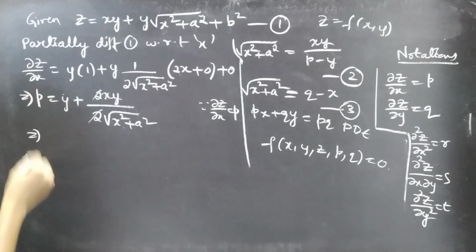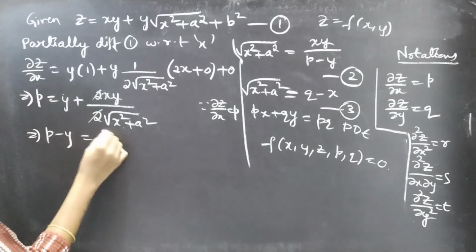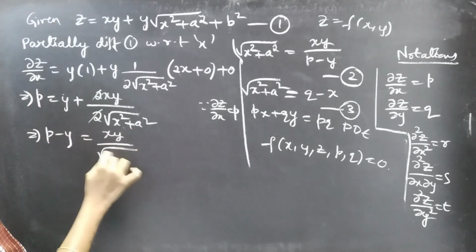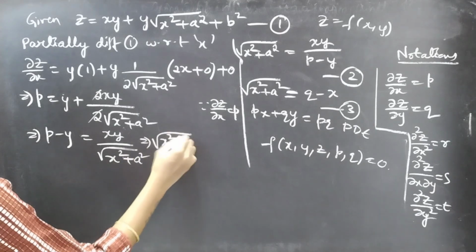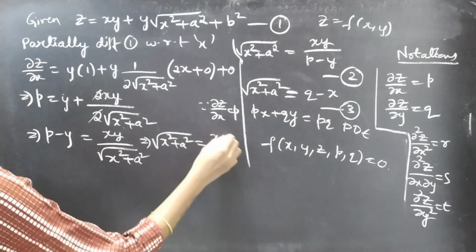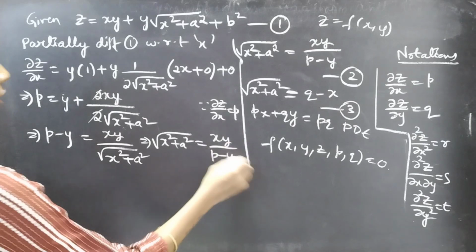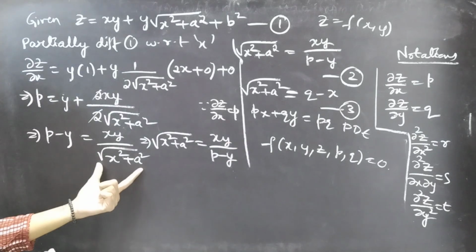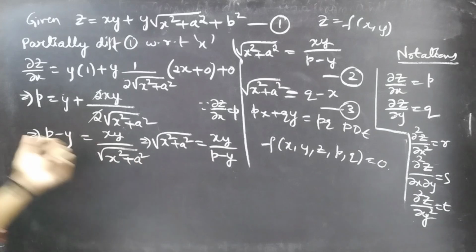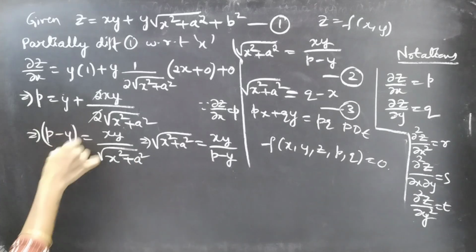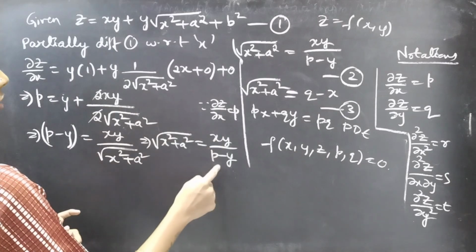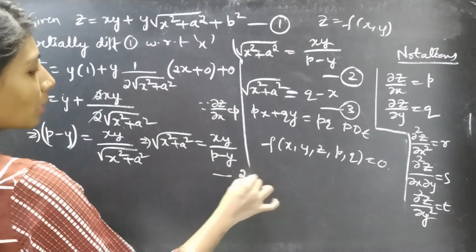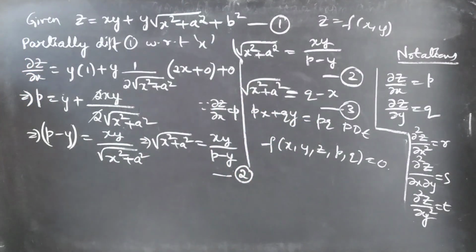Now bring this y to LHS, you'll get p minus y equals xy by square root of x square plus a square. From this we'll get square root of x square plus a square equals xy by p minus y. We'll simply take this square root of x square plus a square to LHS and bring this p minus y to RHS. From this we'll get square root of x square plus a square equals xy by p minus y, which is our equation 2.